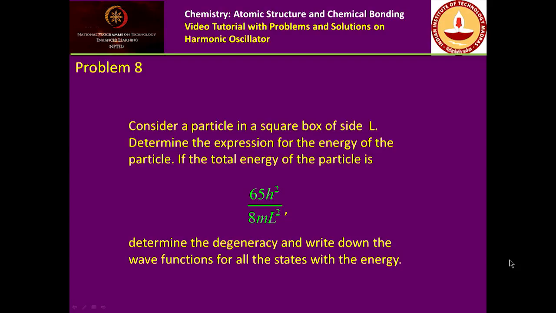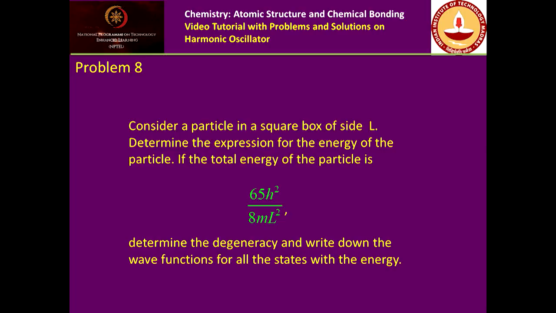The next problem is on understanding the degeneracy. Consider a particle in a square box of side L. Determine the expression for the energy of the particle. It is a textbook result, it is there in the lecture. If the total energy of the particle is 65 h square by 8 m L square, this number was chosen to illustrate the degeneracy. Determine the degeneracy and write down the wave functions for all the states with that energy.